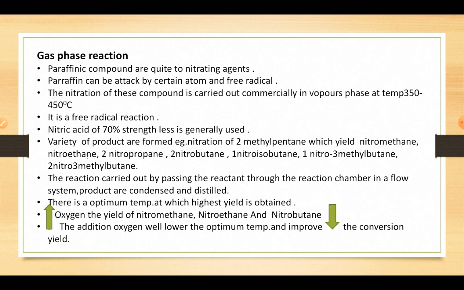With oxygen, the yield of nitromethane, nitroethane and nitrobenzene changes. Increase in additions of oxygen will lower the optimum temperature and decrease the conversion yield.